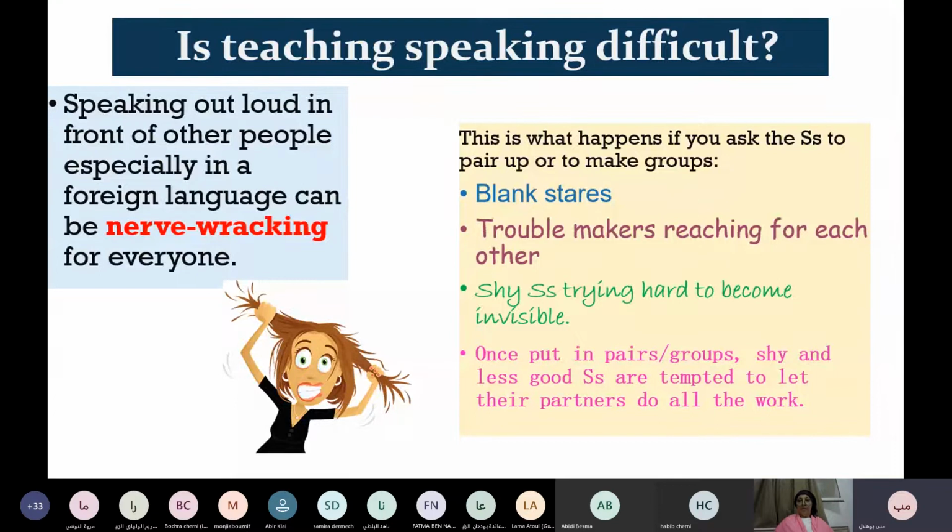So what should be done? What should be done is that we should engage all the students. Now, for this, I think that the teacher has a lot of work to do in advance, I mean at home, so that the speaking activity can be a successful one and that everyone can enjoy this activity.